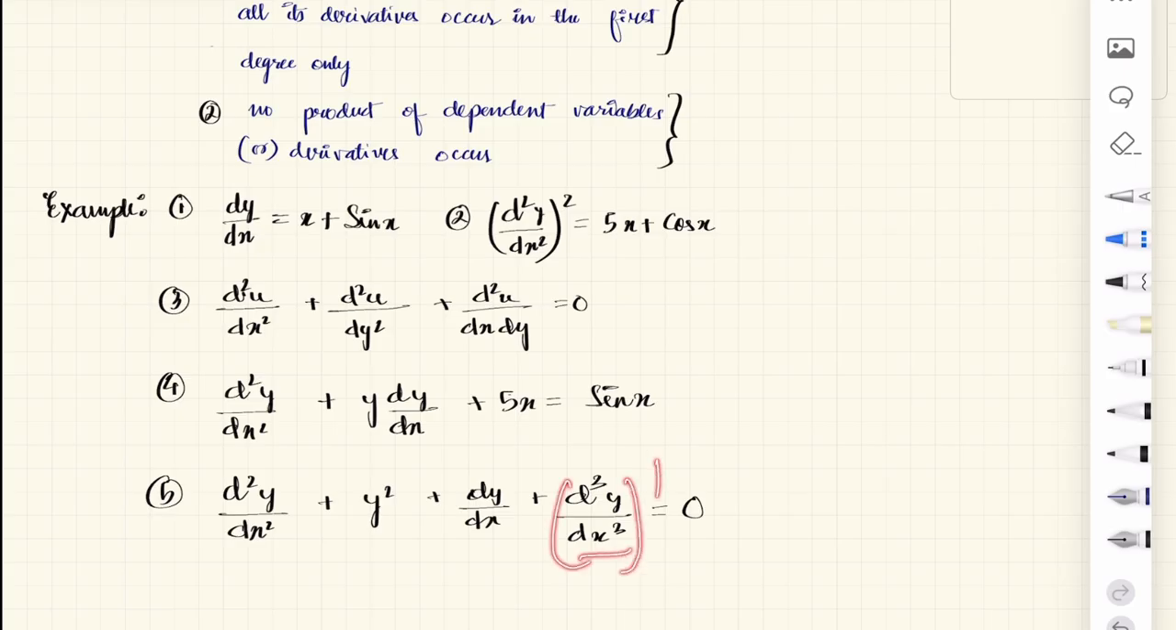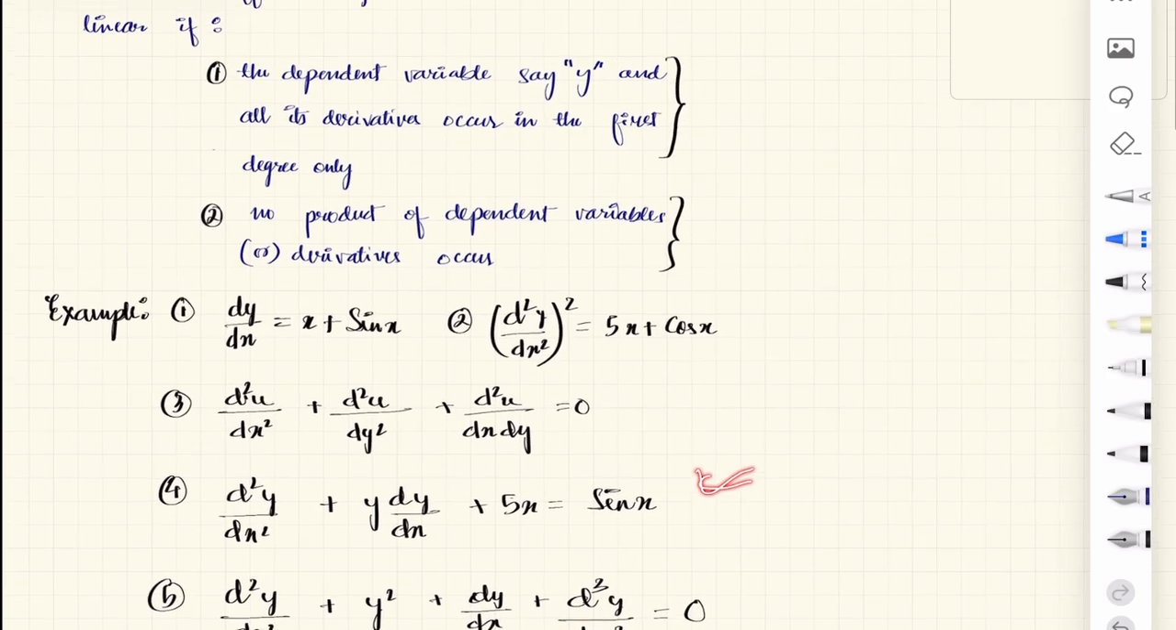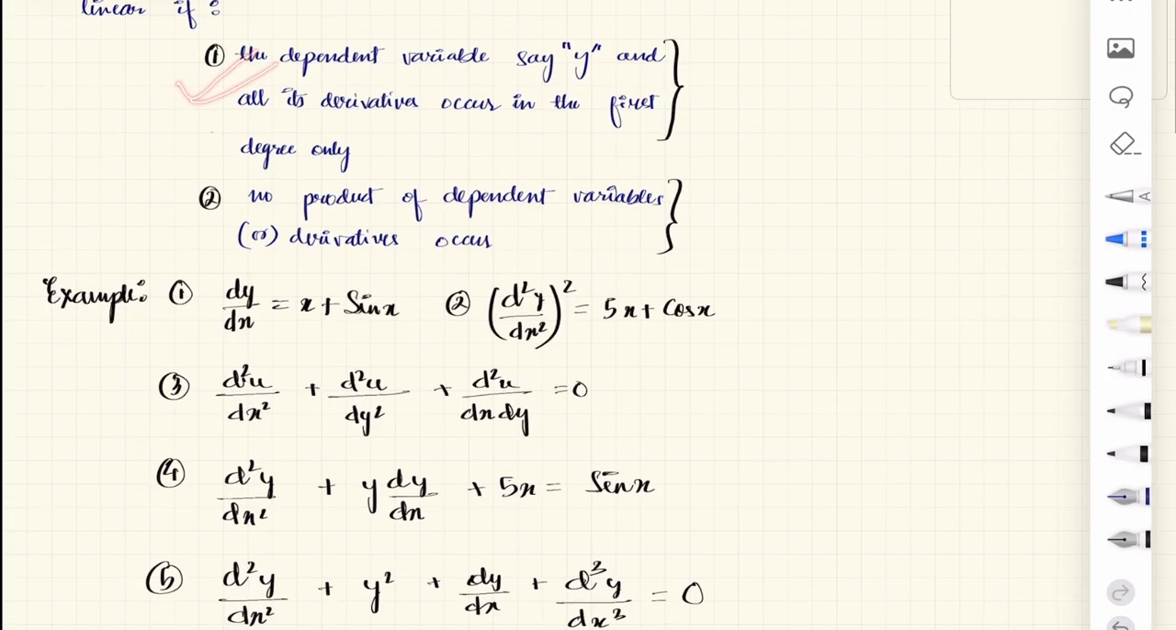It's only 1. The first criteria is correct according to the definition. But the second criteria says that no product of dependent variable and derivative occurs. See, there's a product y into y. There's a product of dependent variables, so this is not valid. Means the second criteria is not valid in this equation. So this is a differential equation, but this is not a linear differential equation.